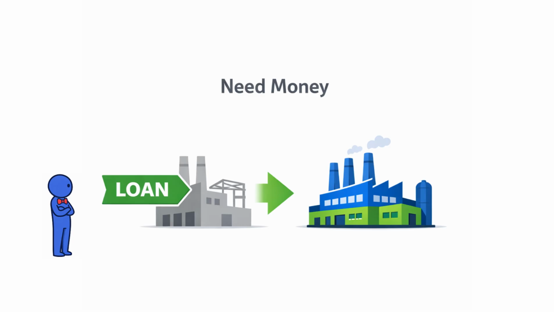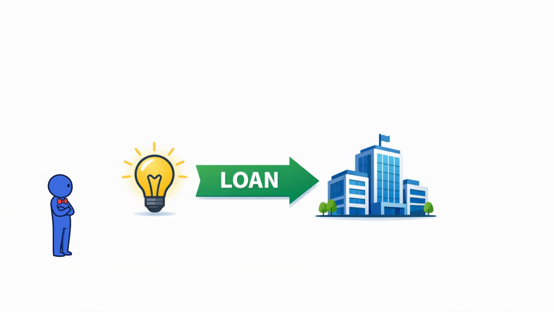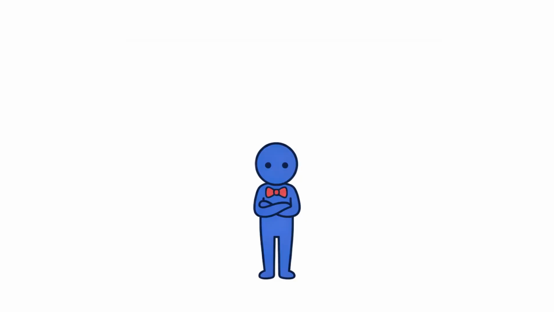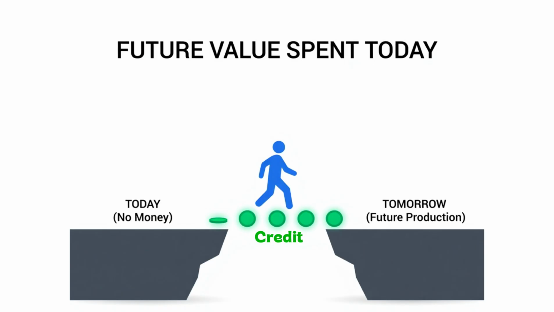A construction company needs capital to build a factory before that factory generates revenue. A startup needs funding before it produces a product. A family needs a mortgage before they can own a home. In each case, the money must exist before the productive activity it funds can take place. Credit creation solves this sequencing problem. It allows economic activity to happen now, financed by the expectation of future value.